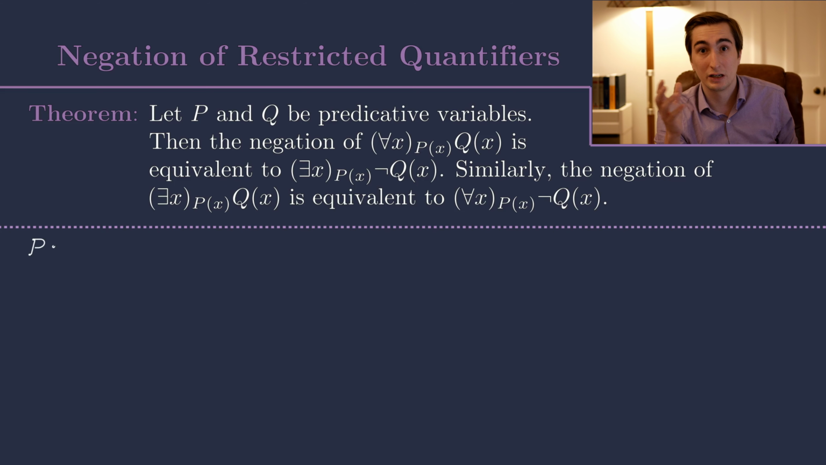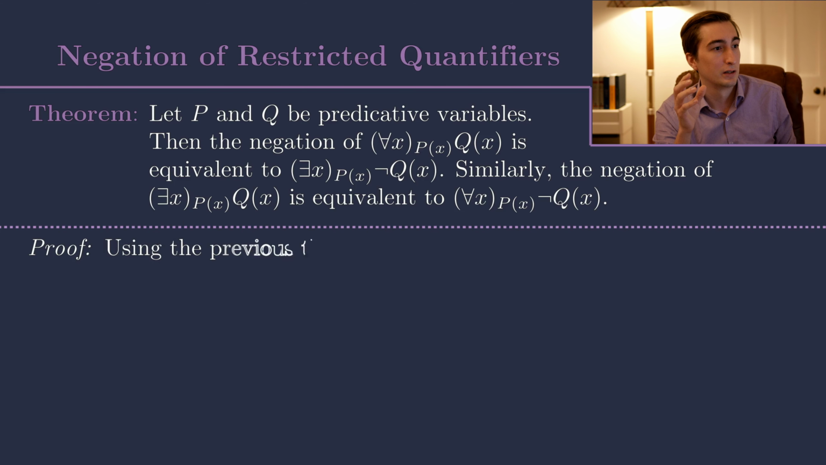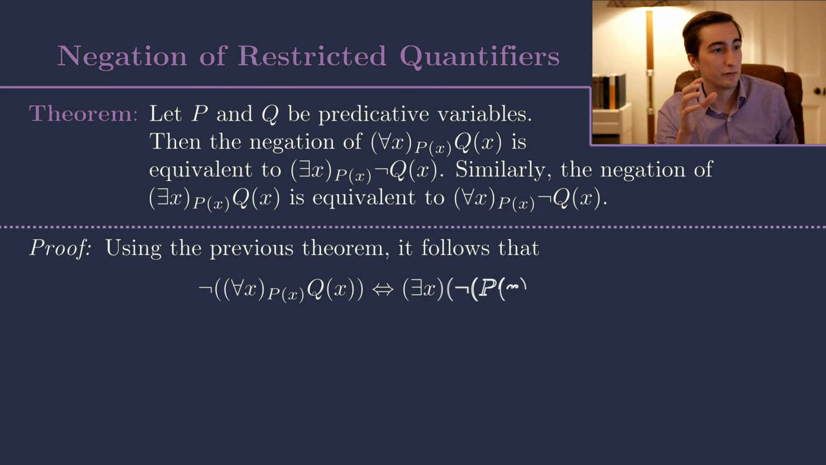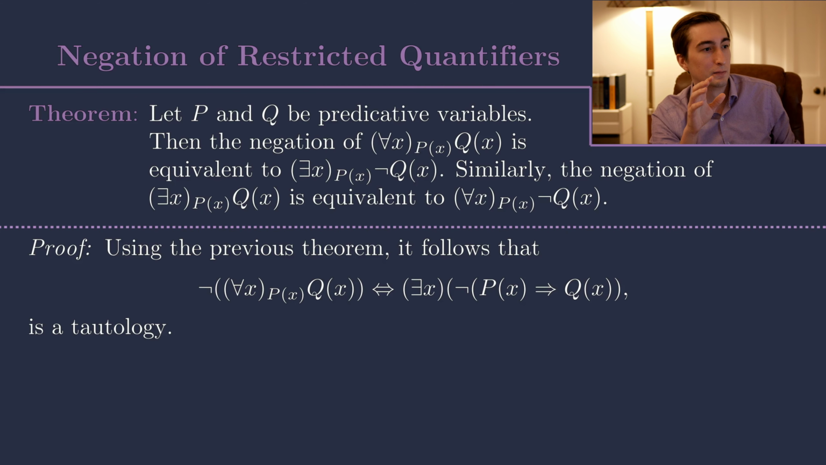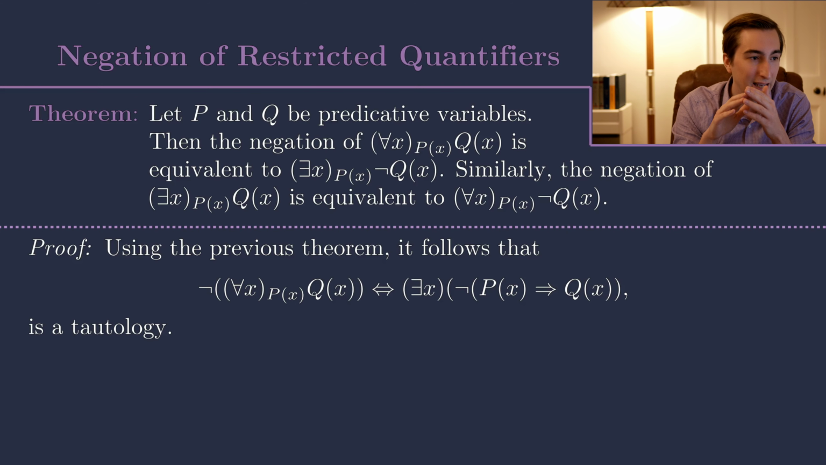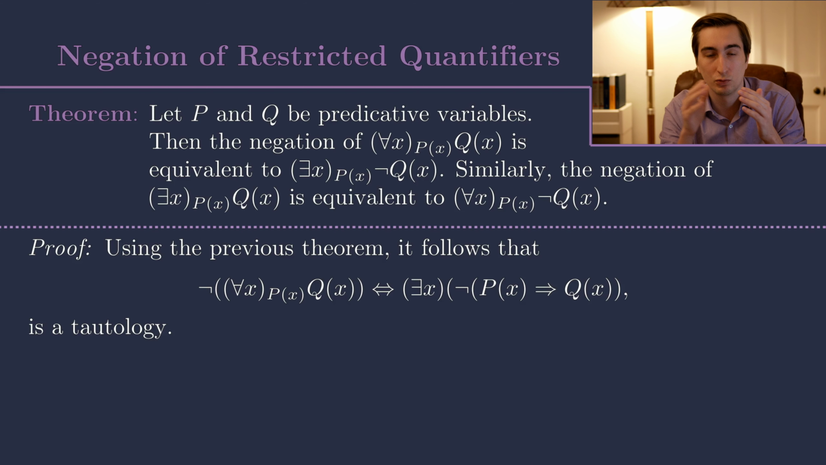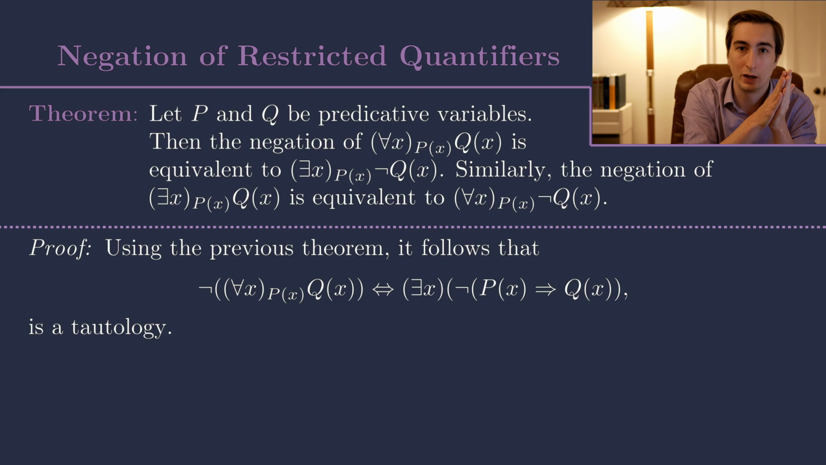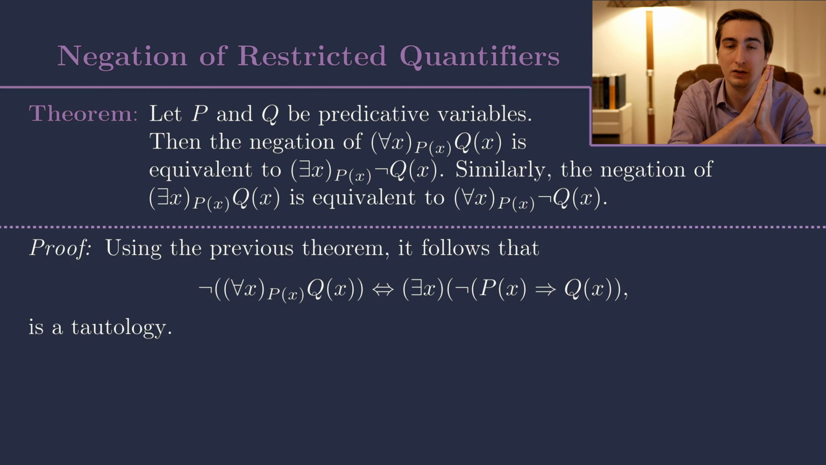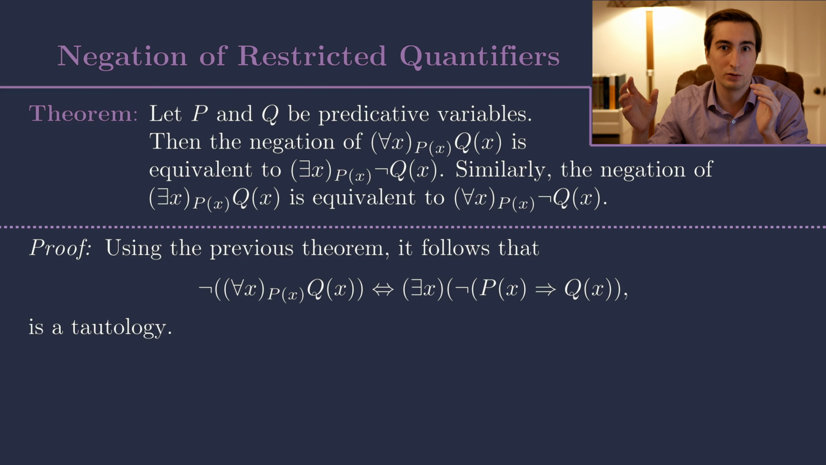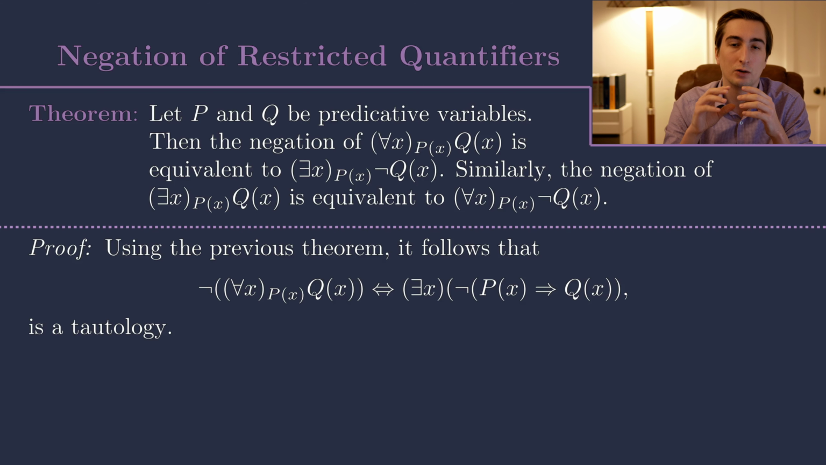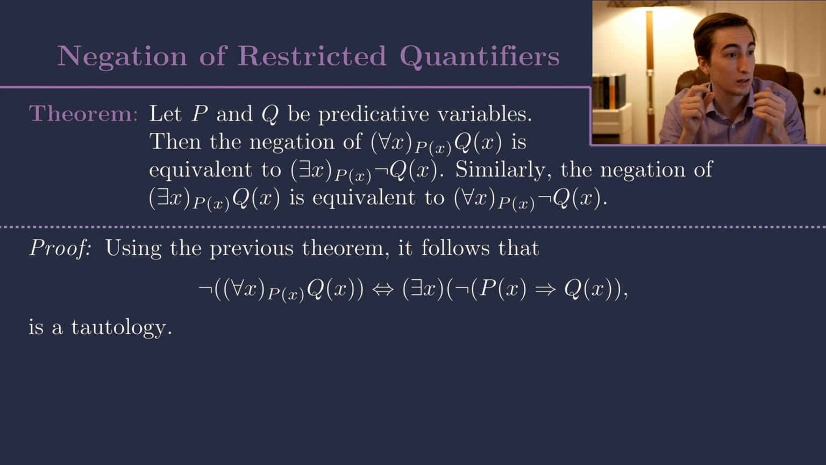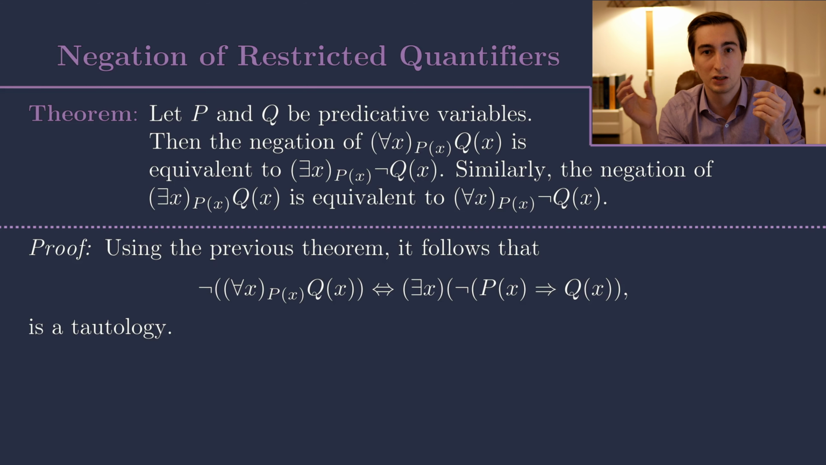Well, the first thing is that we can just use the theorems that we did in the previous video. Using a previous theorem, it follows that this thing is a tautology. What's this effectively saying? We've got the negation of for all x subscript P of x, Q of x. We can write that using our definition from before: that's the negation of for all x, P of x implies Q of x. And we know how to negate that by looking at our previous theorem. When we negate that, we flip the universal quantifier to an existential one, and then we just negate the whole proposition on the right. That's what we've got here: there exists x, and then we negate P of x implies Q of x.